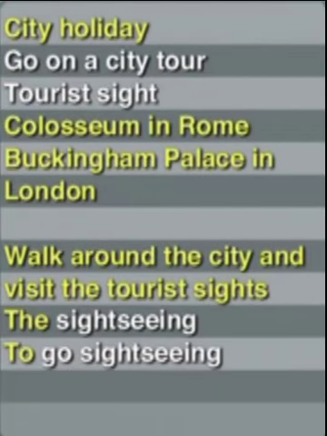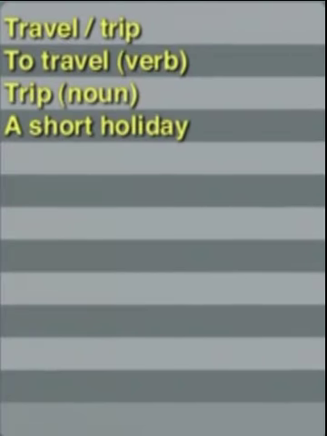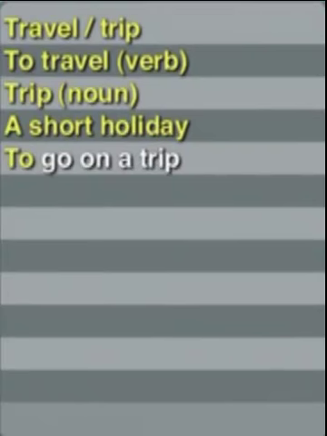Just one last thing. Remember, there is a difference between travel and trip. To travel is a verb. When you go on holiday to a different city or country, you travel. A trip is a noun, and it's like a short holiday. You say, go on a trip. This means to go somewhere for a short time. For example, go on a trip to Scotland.